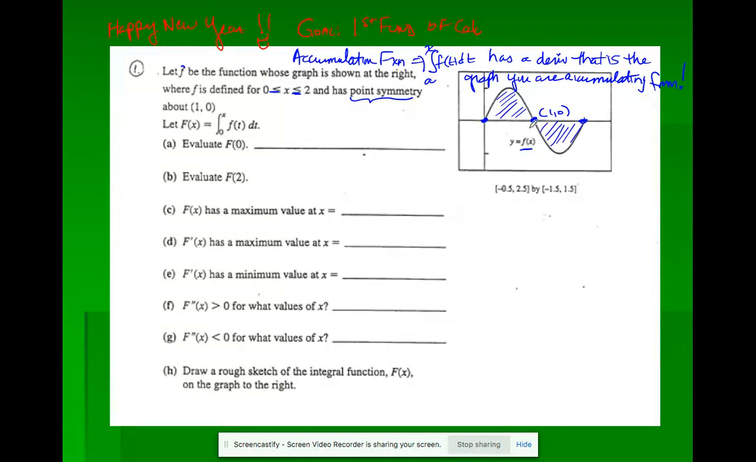Those two pieces have the exact same absolute value, but the integral from 0 to 1 would be positive. The integral from 1 to 2 would be negative, but they would have the exact same magnitude, if you will. So capital F is the accumulator. Little f is the derivative of the accumulator.